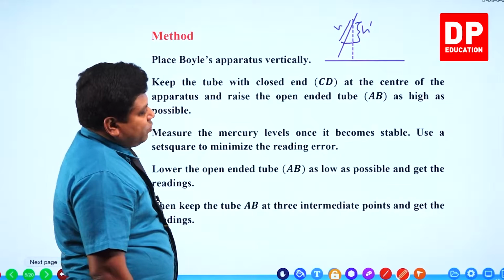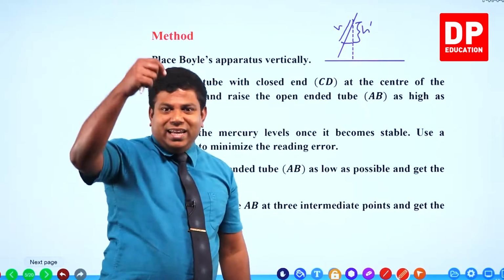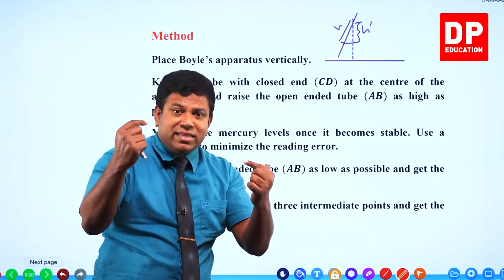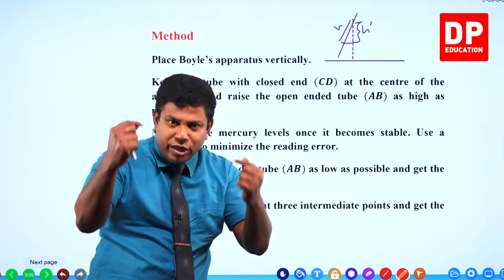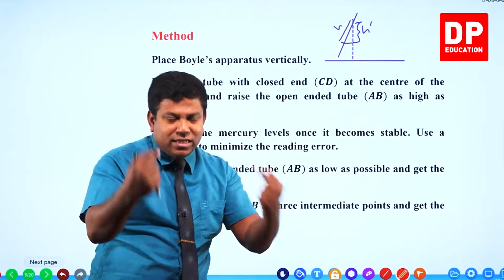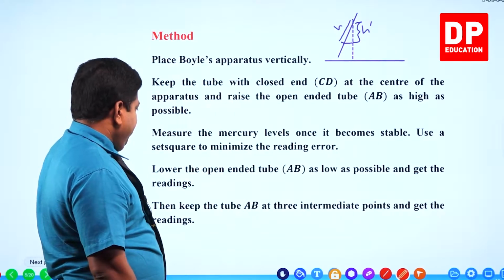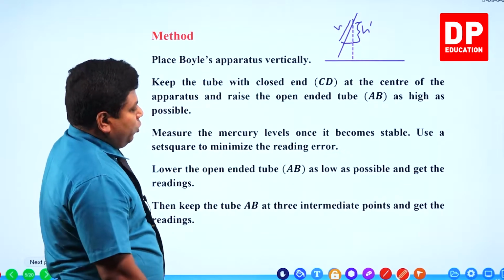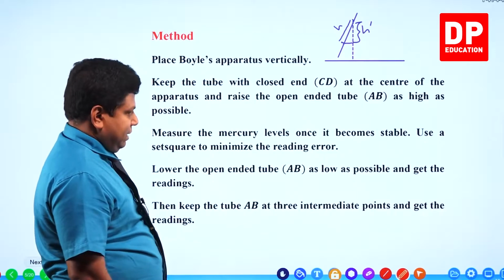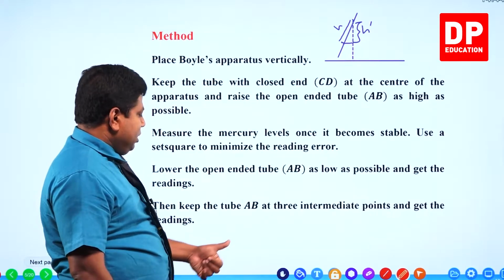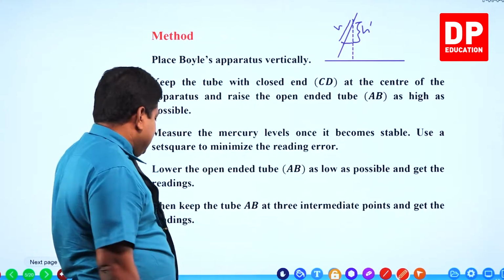Measure the mercury levels once they become stable. When you are raising it up and down, the mercury levels may not balance immediately. It might take a couple of seconds to become stable. So wait until it becomes stable. Use a set square to minimize the reading error. Lower the open-ended tube as low as possible and get the readings at the lowest point. Then keep the tube AB at 3 intermediate points and get the readings.